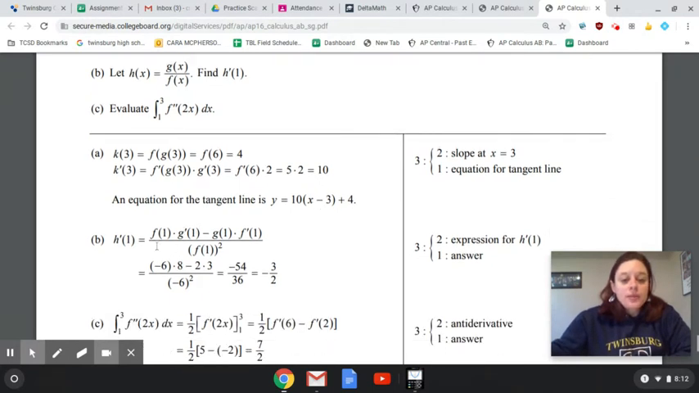So they went straight to putting the ones in. Here's their quotient rule: bottom times derivative of the top, minus top times derivative of the bottom, over the bottom squared. Make sure you read your table right. You don't want to miss a point because you accidentally plopped in the wrong number.